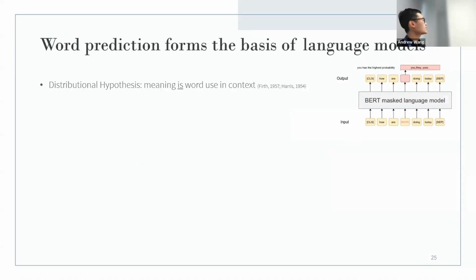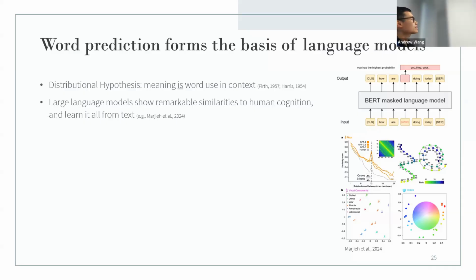And now word prediction, the task of word prediction, of course, has links not just with word frequency, but with distributional information and forms the basis for language models and is how they are trained. So this, again, follows from the distributional hypothesis, which says that meaning is use in context. And so in that vein, large language models have been shown to have remarkable similarities to humans in various aspects of representation and behavior. And they're able to learn that all from text, which is really remarkable and rightly so.